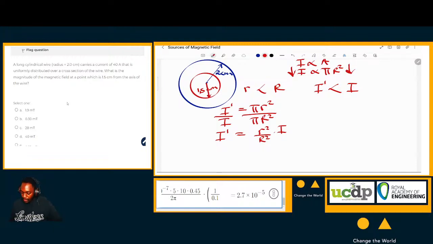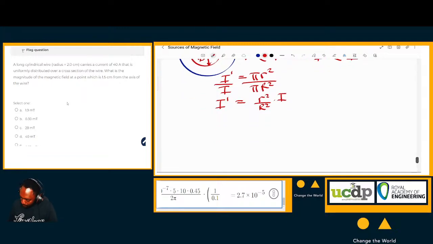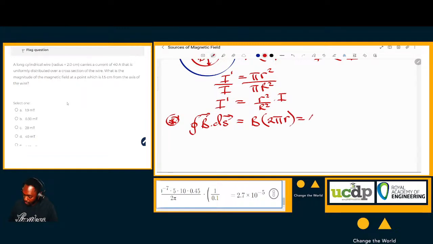Okay, now we can recall, now that we have got the current at 1.5 centimeters from the axis, we could consider using the equation B dot ds equal to our B times length of circumference, which we know is also equal to mu naught I1, right?